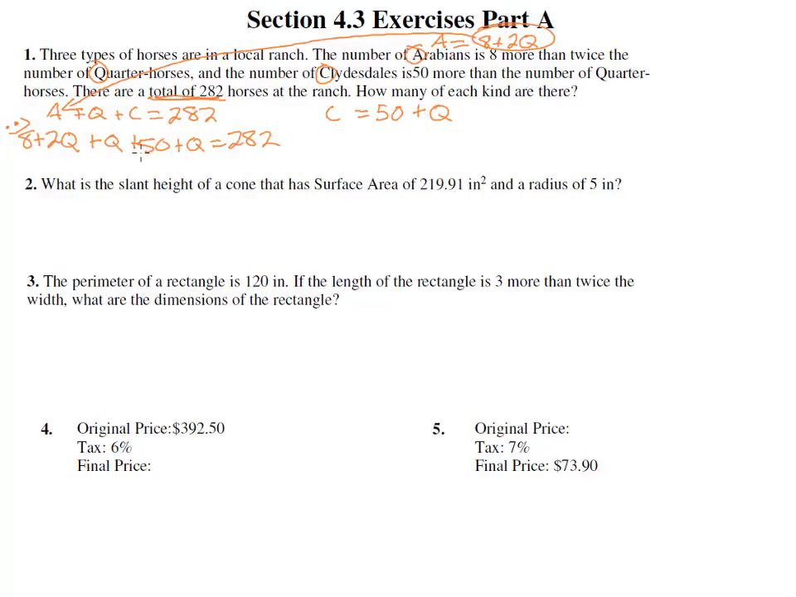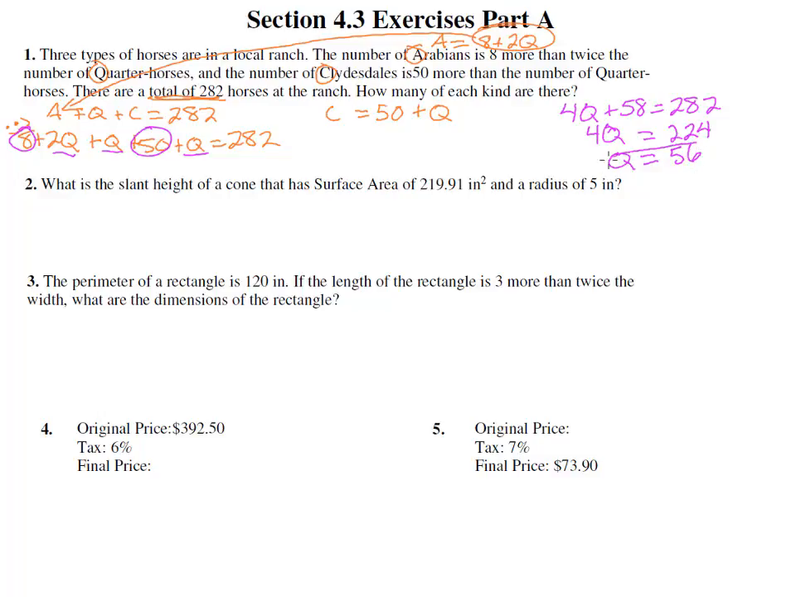Let's first put everything together that is the same. There's a 2Q and a Q and a Q. So that is, let's write it over here in a different color, 4Q. That's 1, 2, 3, 4. 4Q plus 58 equals 282. Now the Q's are all put together and we can get rid of the 58. So 4Q, subtract 58 from both sides, gives us 224. Now we divide both sides by 4 and we get Q equals 56.